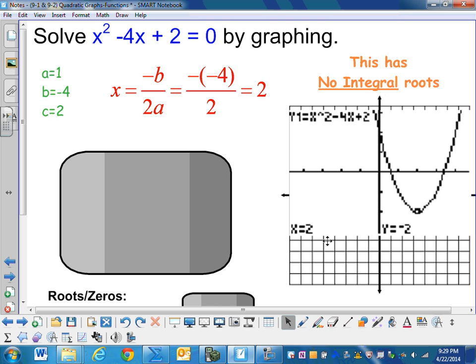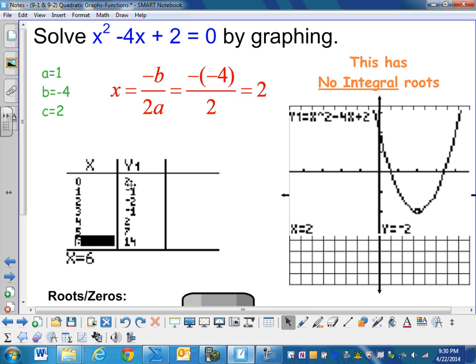When I graph it, I see my vertex is at (2, negative 2), and when I look at my graph, I see it's not touching at an integer. It's not touching at 1, 2, 3, 4. It's touching somewhere between 0 and 1, and 3 and 4. We describe this as having no integral root. That means the root, the solution, the x-intercept, or the 0, is not an integer. And if I look at my table, I can't see any 0 because my table is listed by integers.